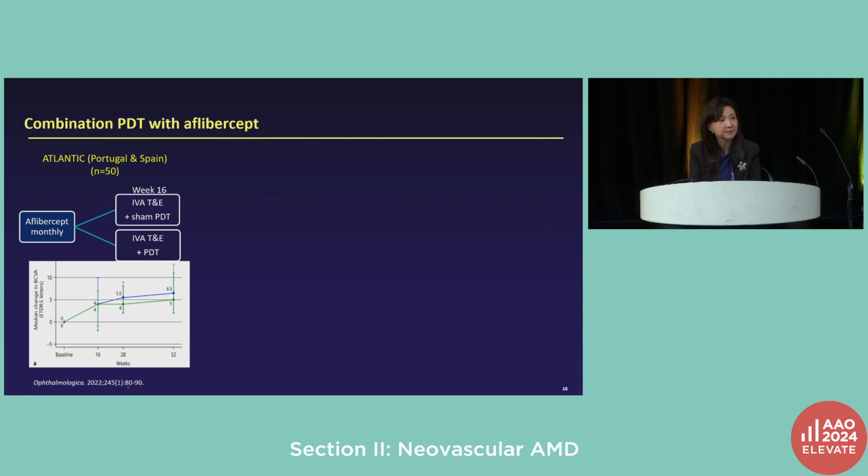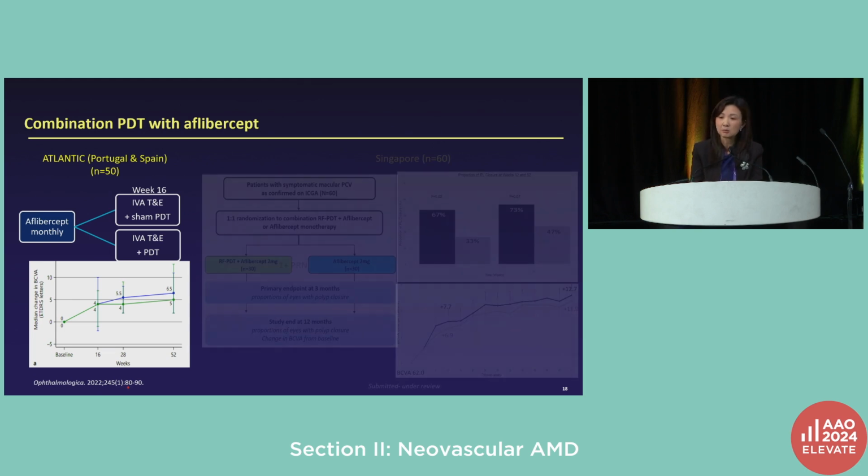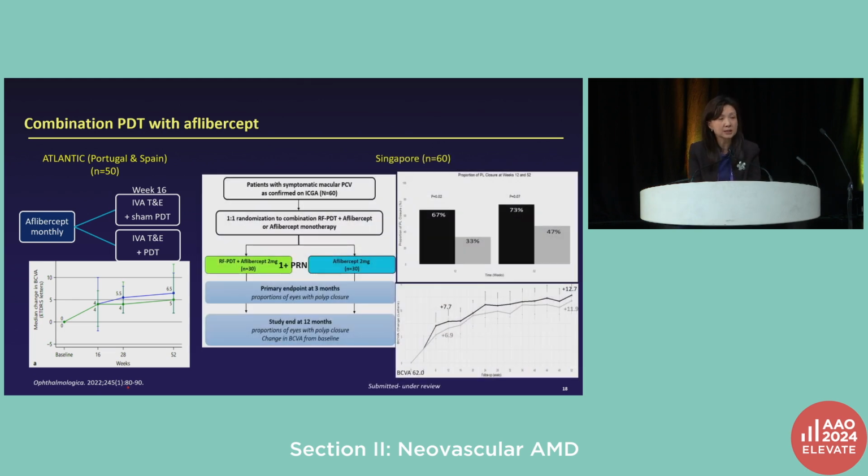What if we combine PDT with aflibercept? This is a less studied area. The Atlantic group looked at adding PDT at week 16 to aflibercept monotherapy and found that there is little difference in the BCVA gain. More recently in Singapore, we have just completed an RCT in which we compare baseline combination therapy, which consists of reduced fluence PDT with aflibercept 2 milligrams, compared to monotherapy with aflibercept 2 milligrams, following a 1+ PRN protocol up to 12 months.